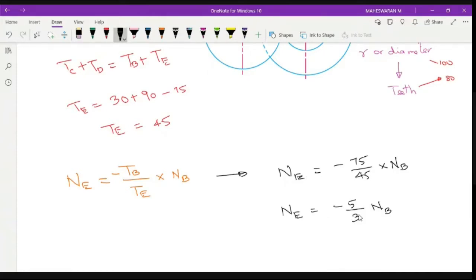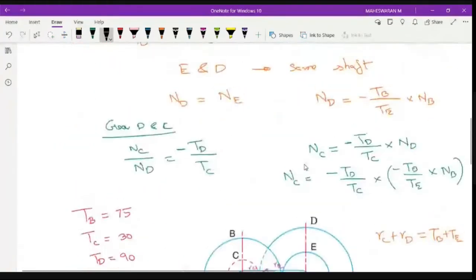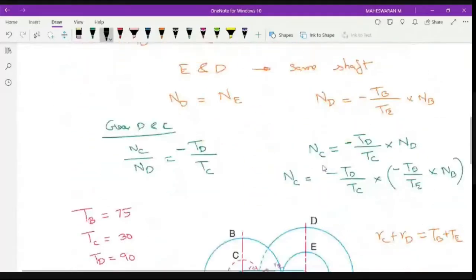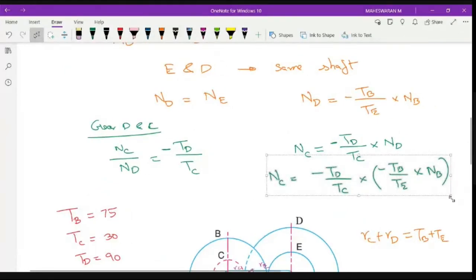So ND is also the same. There is no difference. Because ND and NE are the same, you will get the same: minus 5 by 3 NB. No difference in this. The next step: I have NE and ND. Next I am going to identify NC, so let us identify NC.